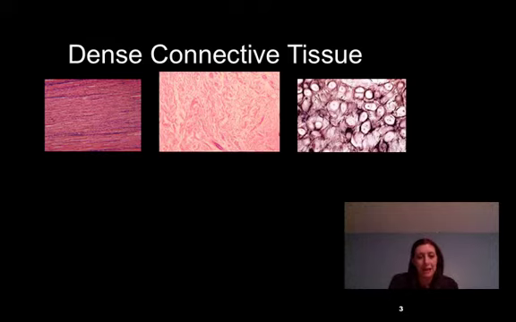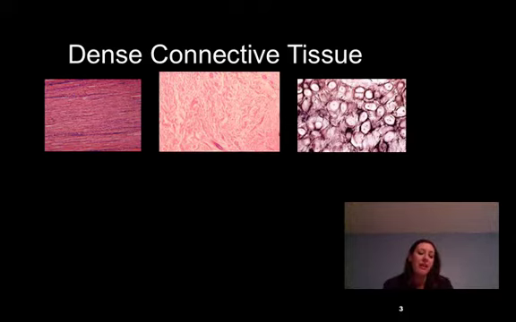This dense regular connective tissue attaches muscles to bone and bone to bone. They make up your tendons and your ligaments. So they have to be incredibly strong, and they allow for a lot of stress on the organs, but only in one direction. So if you think about where your bones and muscles attach, you'll find lots of dense regular connective tissue. In the middle, you have some dense irregular connective tissue.